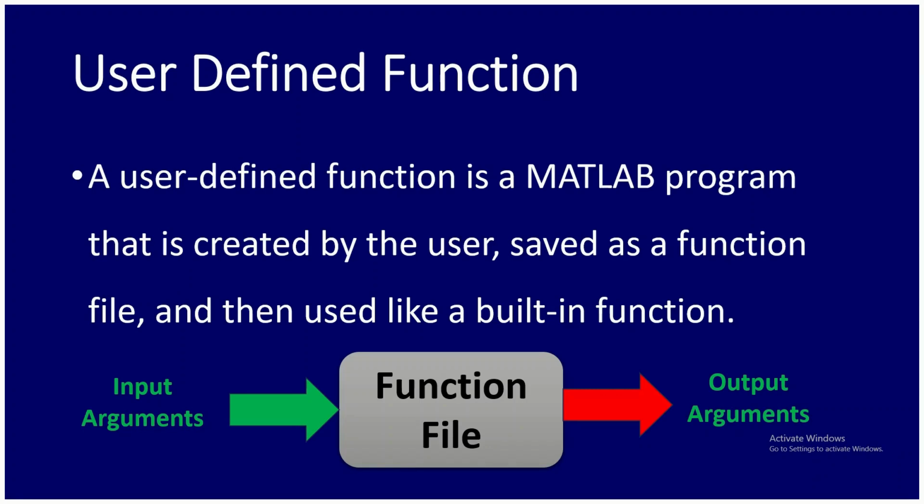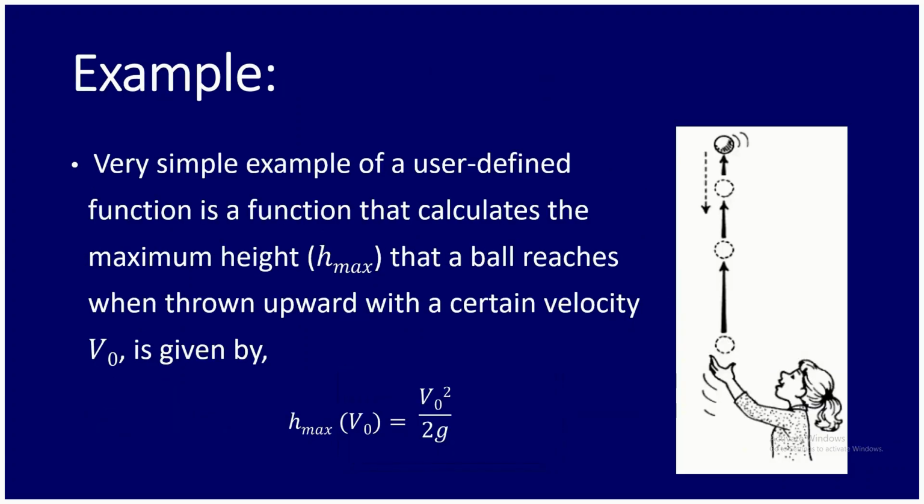So the structure is like this. We provide input arguments that are read and processed by the function file, and we get some output arguments. Let's solve an example and create a function file for it. The example is to calculate the maximum height that a ball reaches when thrown upward with a certain velocity v0. The mathematical expression is h max, a function of v0, equal to v0 square by 2g.